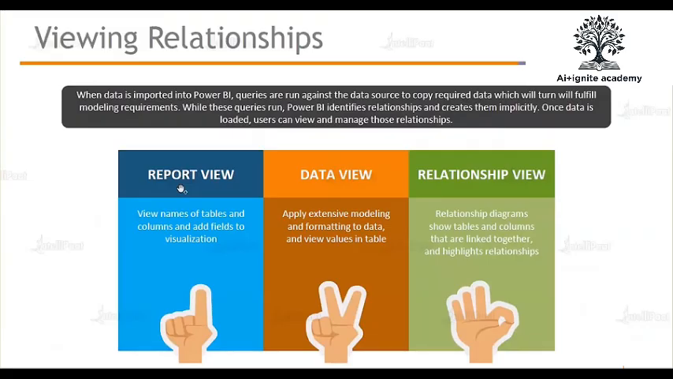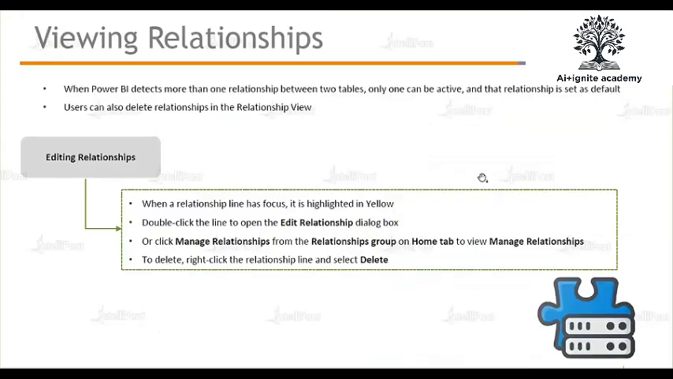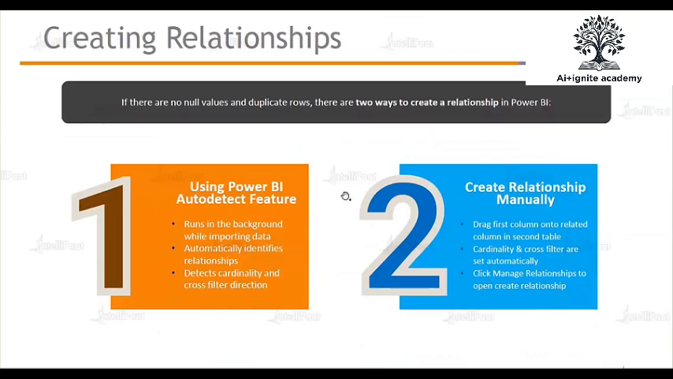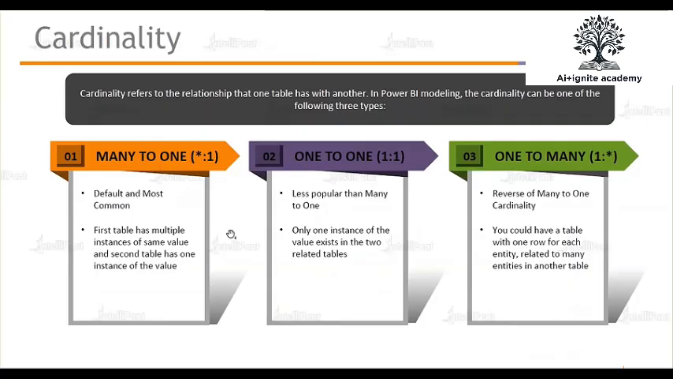Relationships you can see in your Power BI desktop. You have 3 views: report view, data view, and relationship view or model view. From the model view, you can manage and build your relationships. You have 2 ways: either auto detect, or manually. We have 4 types of cardinalities. Although here you can see 3, because at the time when the slides were prepared, only 3 cardinalities were there. Many to many is also part of this cardinality now.